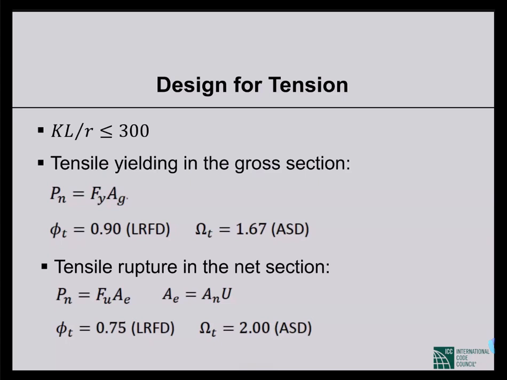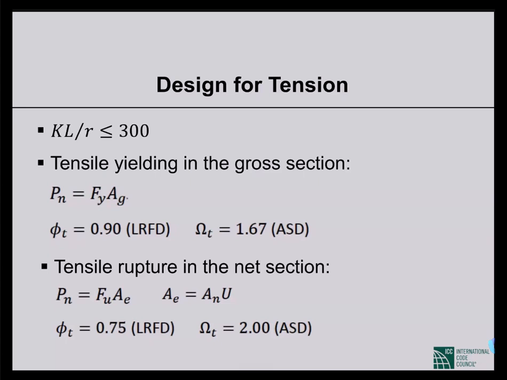In the gross section, we have to give two checks. One is the yield stress level check, that is, the capacity we'll calculate is Fy into Ag. So to check yielding, we'll consider the capacity by multiplying yield stress with the gross cross section.